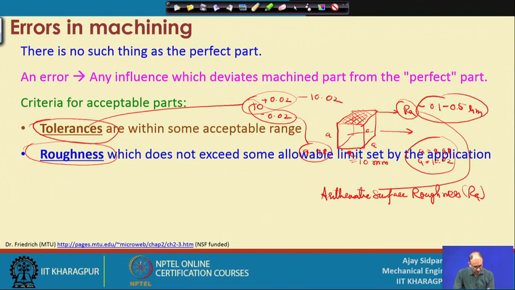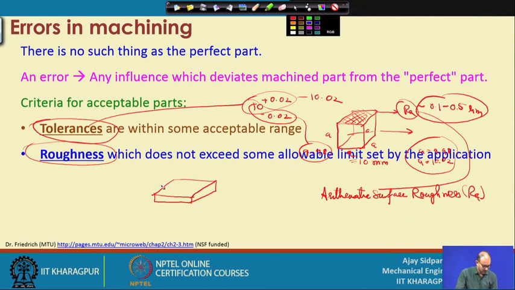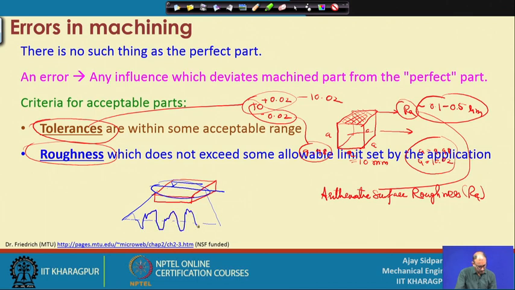So, what is this Ra? Suppose this is one particular surface. Whatever this top part is, right now we have given a completely flat surface. But if you look microscopically and cut this particular part and do a tracing of it by some stylus, then you will see this is the mean line, and then you will get this type of profile. So, this is called the surface roughness.